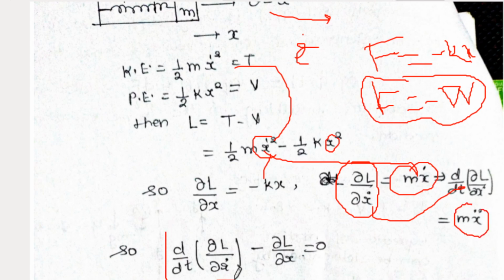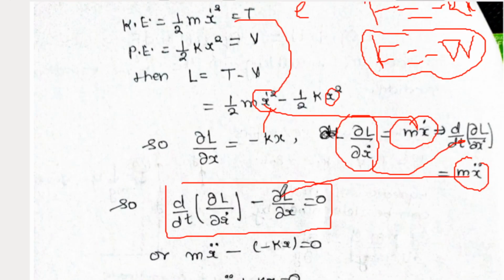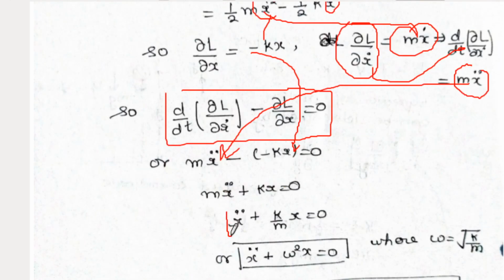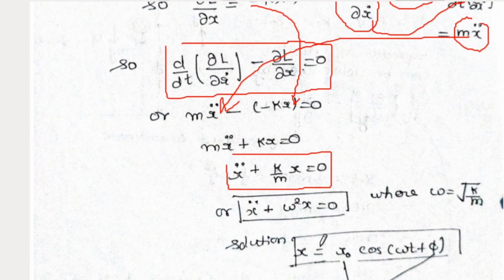So you can write our Lagrange equation like this for a conservative system. You put these two values here and you get ultimately the equation of motion. We can define another parameter omega square, where omega is the angular frequency, whose value will be root over k by m. This is the equation of simple harmonic motion, and when we integrate twice, you will get the solution of this equation.